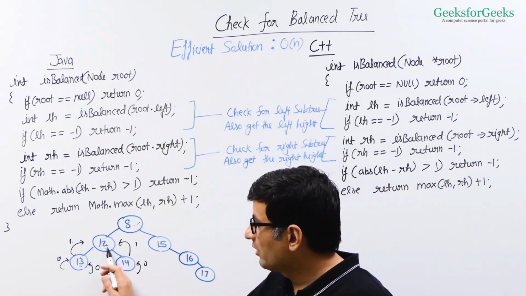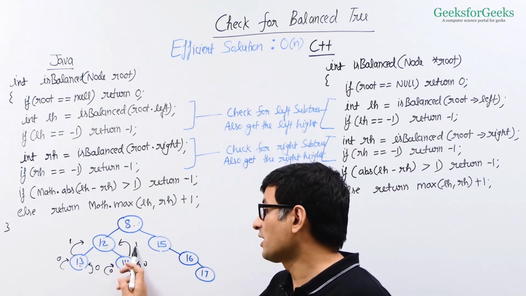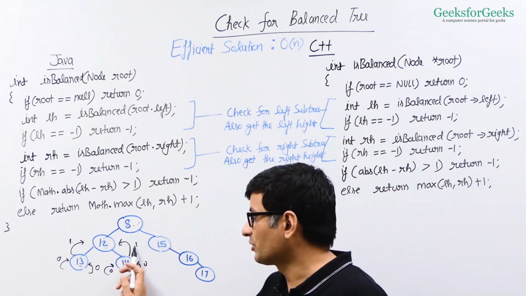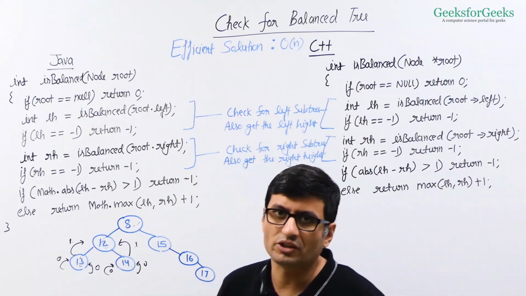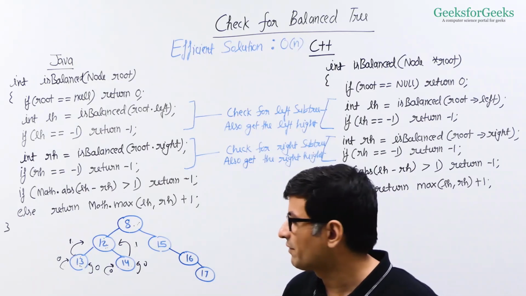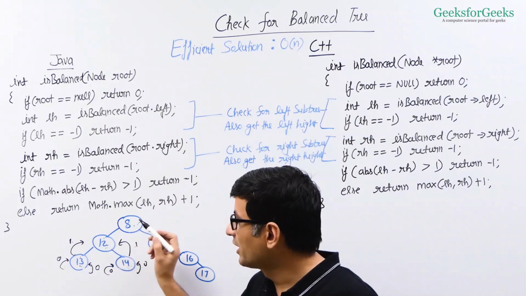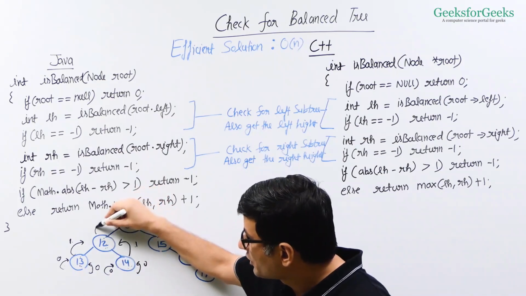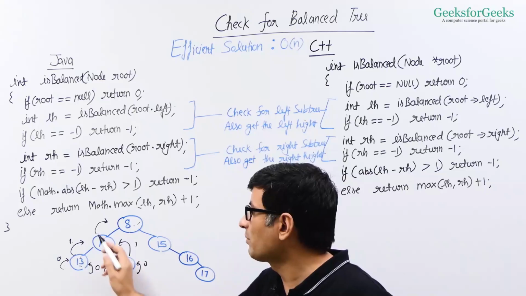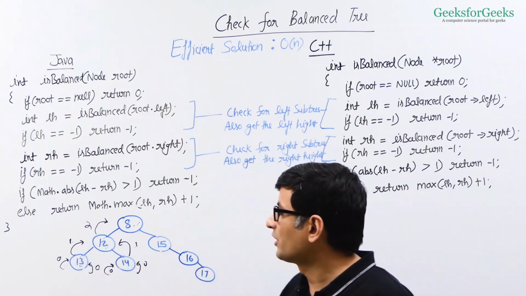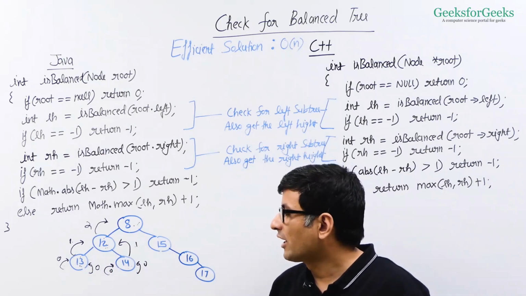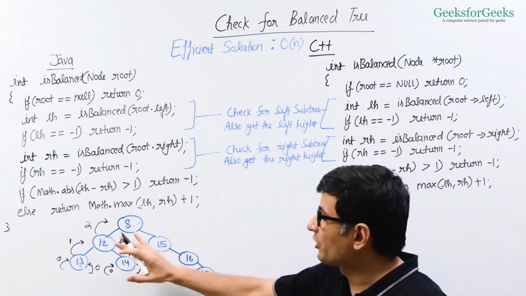Now this call has got a non-negative value from the right call also. So left and right are fine for this tree. Now it's going to check itself. Am I fine? The difference between 1 and 1 is 0. So it's fine itself. It's going to return the height, which is the maximum of 1 and 1 plus 1, 2. So it returns 2 to the parent. Now the parent has called for the left subtree.